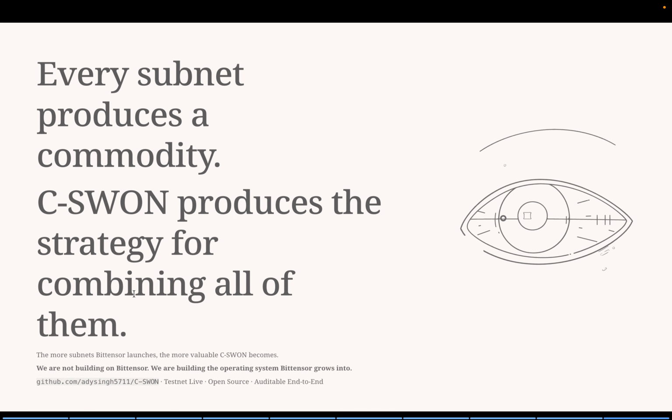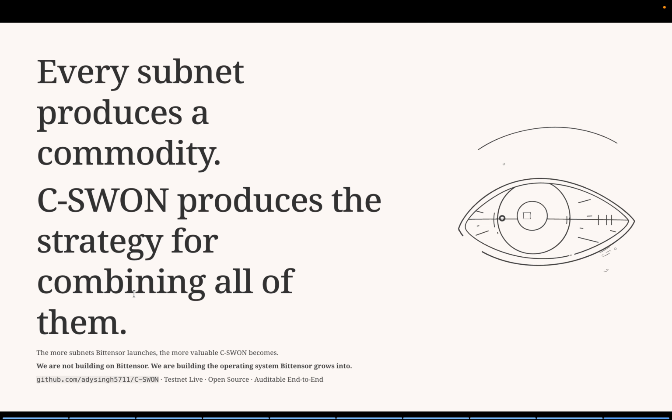So now, as a closing statement, every Bittensor subnet is producing a commodity: text, code, data, and models. C-SWON produces the strategy for combining all of them. The more subnets Bittensor launches, the more valuable our network becomes. We are not building on Bittensor, we are building the operating system that Bittensor grows into. Thank you.